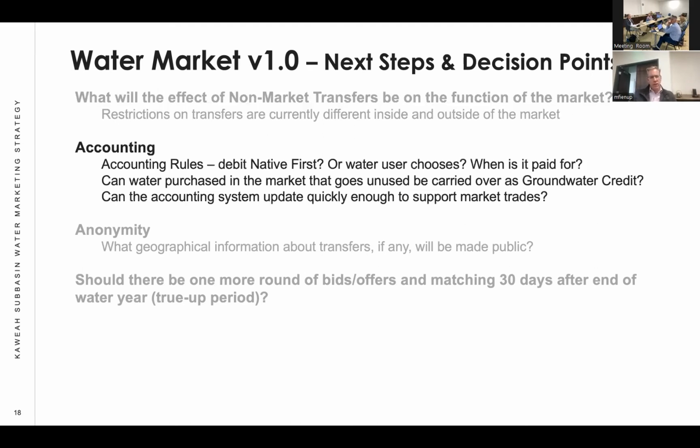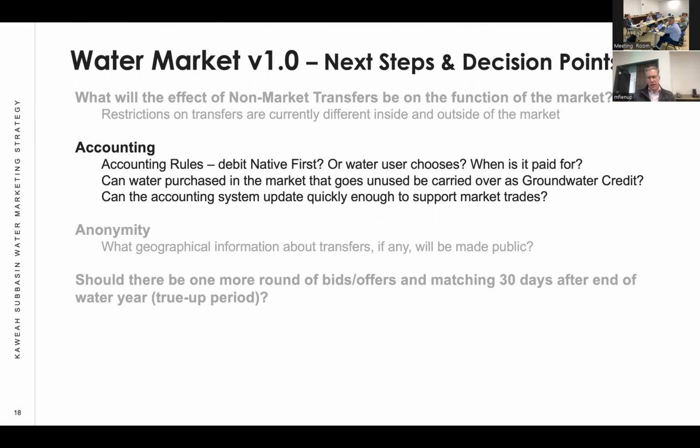Accounting rules. By the way, jump in at any time, raise your hand or just unmute and talk. In terms of accounting rules, we have this issue of debit. Are we debiting native first? If so, what does that mean for transfers? Are we actually trading native, or are we simply limiting an individual's amount that can be transferred to 10 inches per acre? So what's the debiting order, does the water user choose? And when is it paid for? These are all accounting issues that matter.